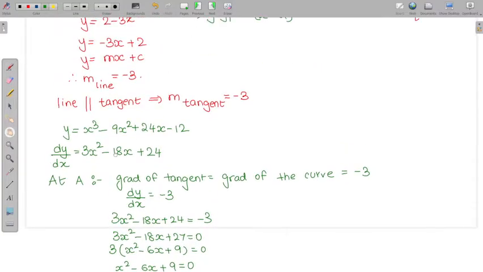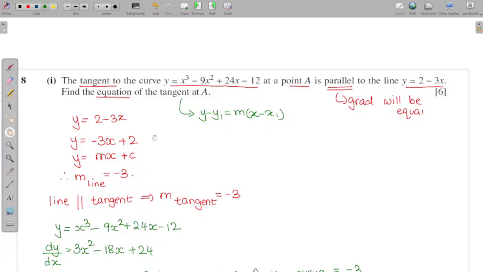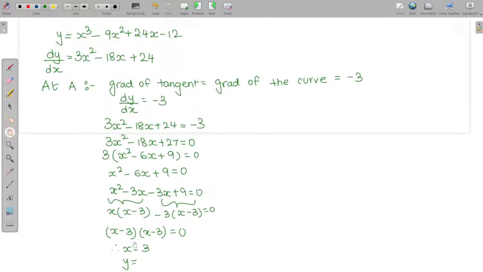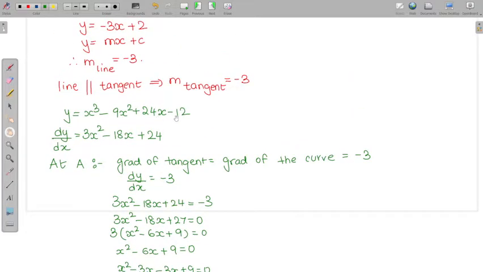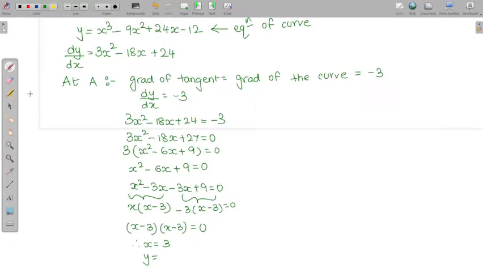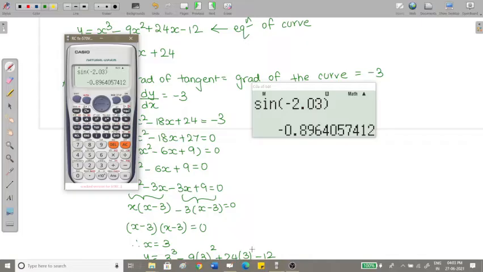According to the question, we have to find the equation of the tangent, right? So we also need the y coordinate of A. To find the y coordinate of A, we can just plug in the value of x in the equation of the curve given. The equation of the curve was given to be this. So now just plug in the value of x in this equation. It will be 3 cube minus 9 into 3 square, plus 24 into 3 minus 12. Let's see how much that comes to.